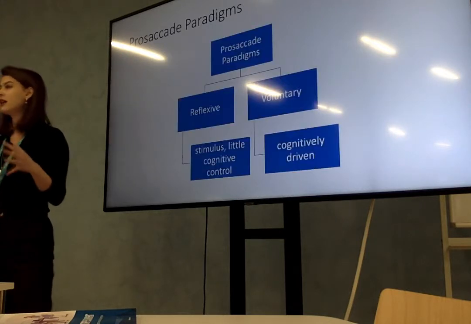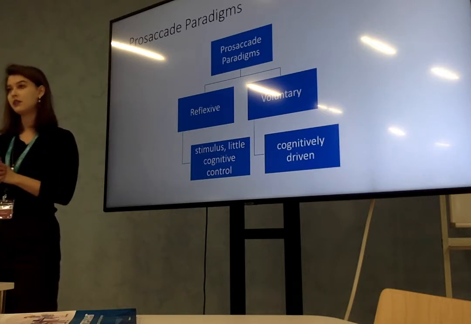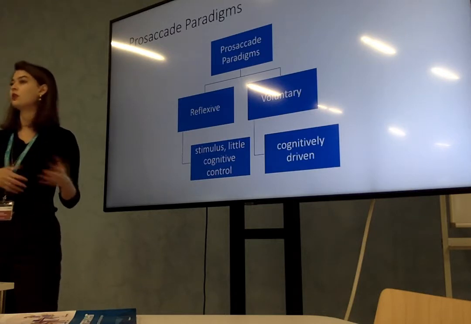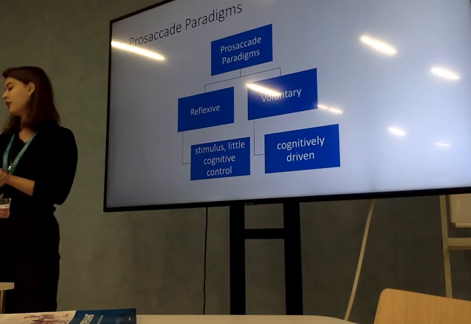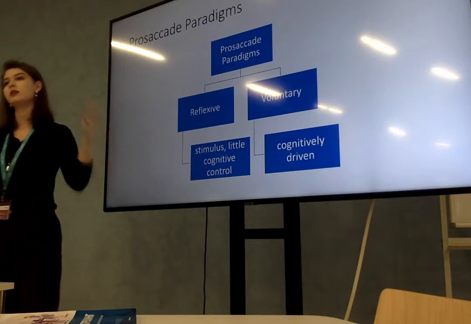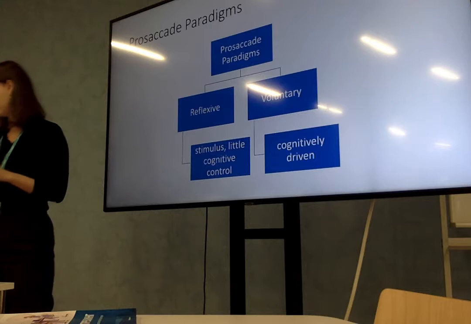And it is divided into two parts. The first one is reflexive. Basically, we have a stimulus and there is little cognitive control. We don't control these movements. Another one is voluntary. Basically, it's cognitively driven. We might be given a stimulus, we might be given instructions on what to do next. So these are two essential parts.